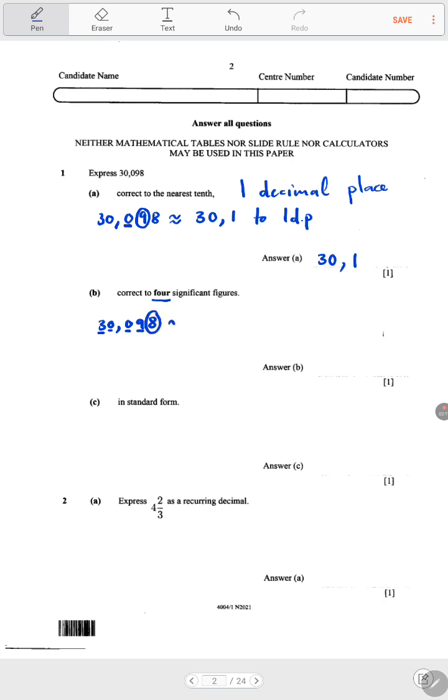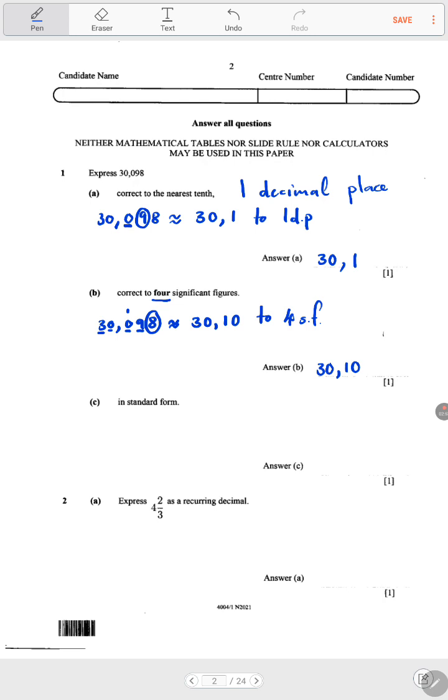8. 8 determines whether you're rounding up or rounding down, and if you round up, it means you're adding 1 to 9, and if you add 1 to 9, you're going to write 0 in place of 9, and the 1 you're going to carry it over and add it to 0. So here you're going to have 1, 1, 0, 2 to 4 significant figures. So you write all the 4 digits in the answer box.